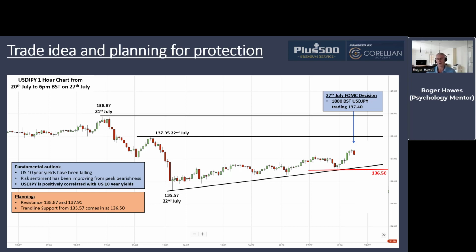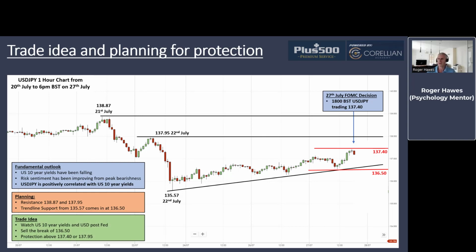What do we see? The past price action. We see the 21st of July high at 138.87. We've got a subsequent lower high at 137.95 on the 22nd. And we got down to a base at 135.57. So we've got some nice resistance levels up there that we can start off our stop loss protection level from.